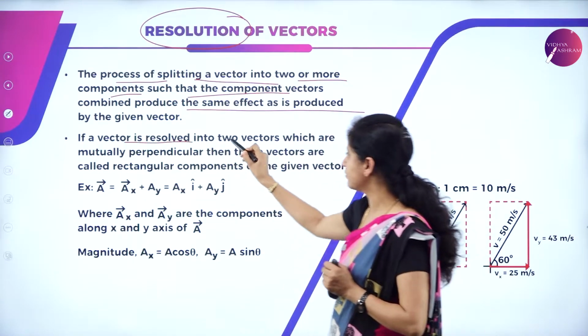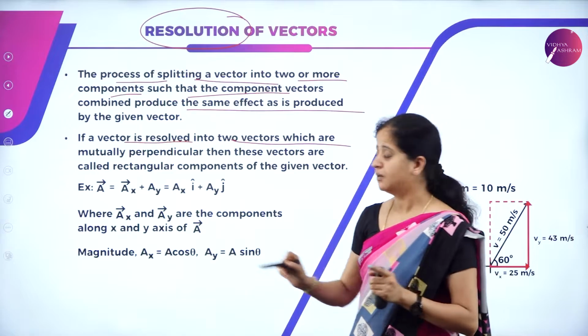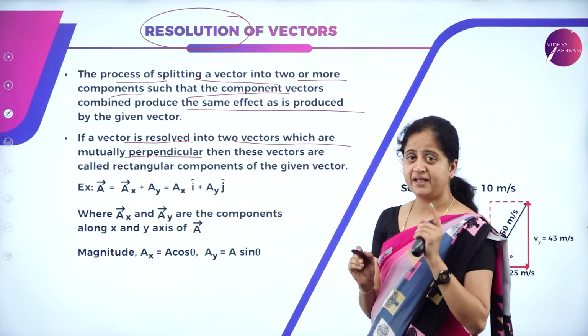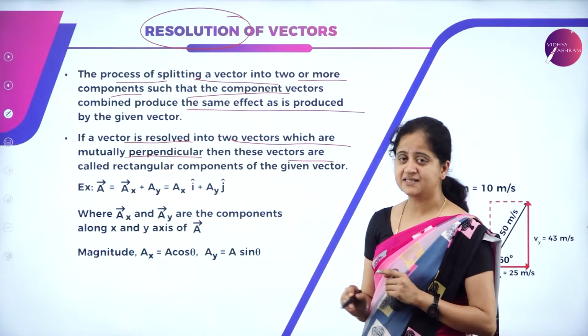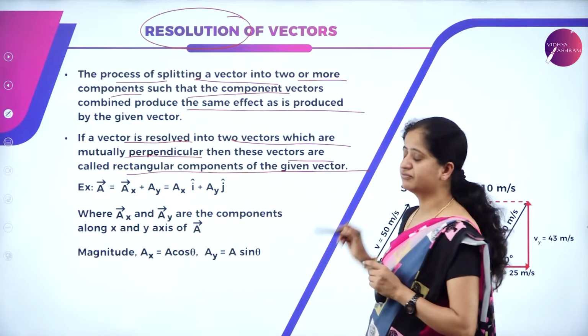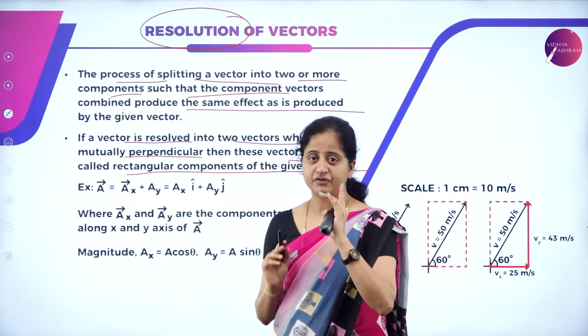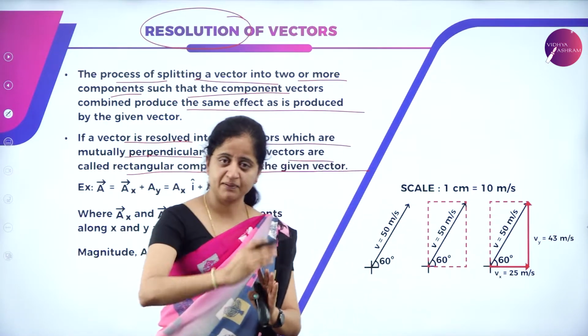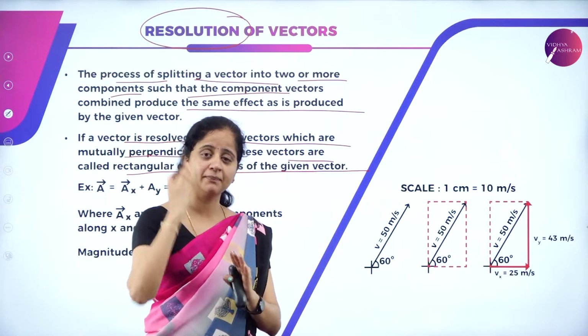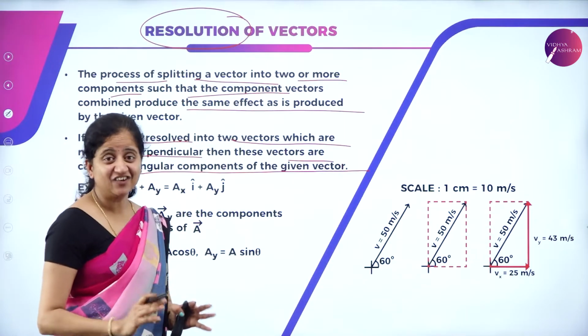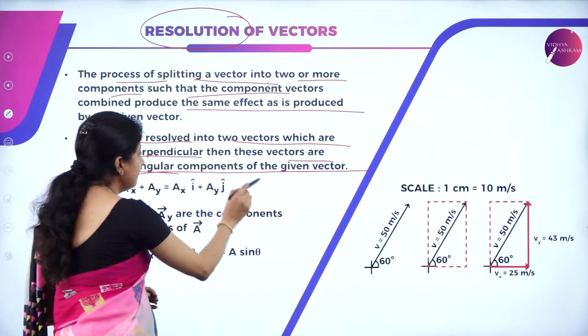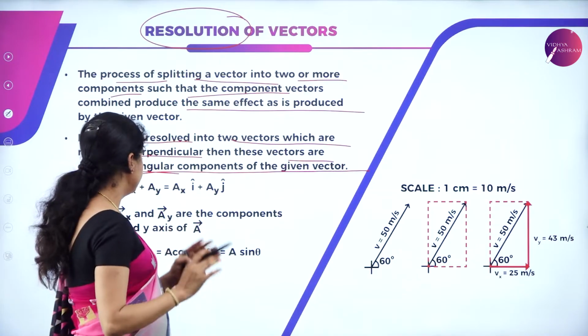If a vector is resolved into two vectors which are mutually perpendicular, then these vectors are called rectangular components of the given vector. If any vector is split up or resolved into perpendicular components, then we call those components rectangular components of a given vector.